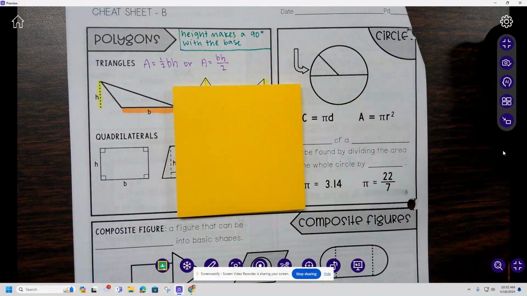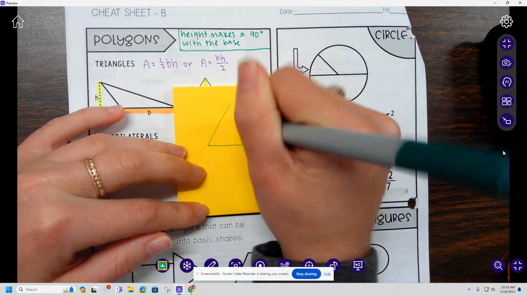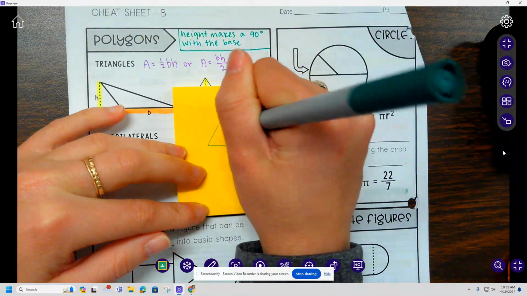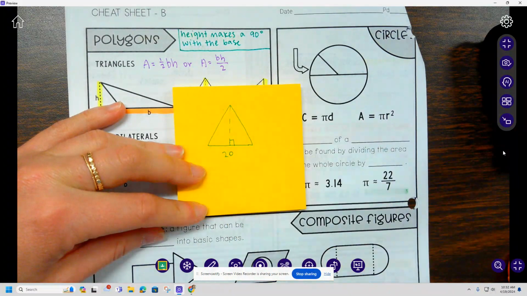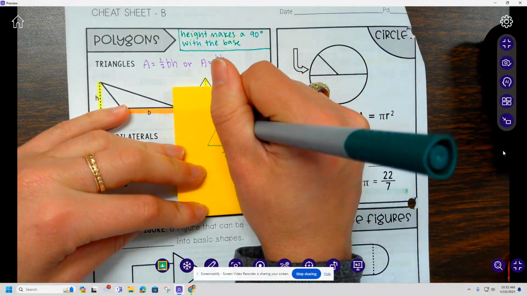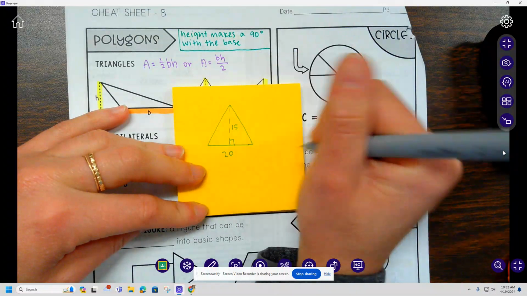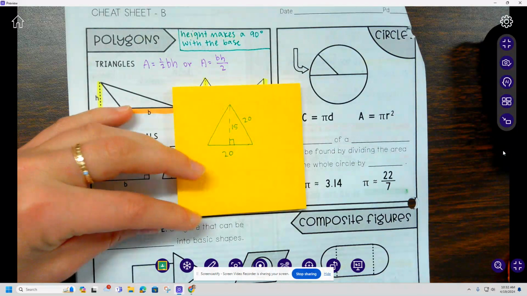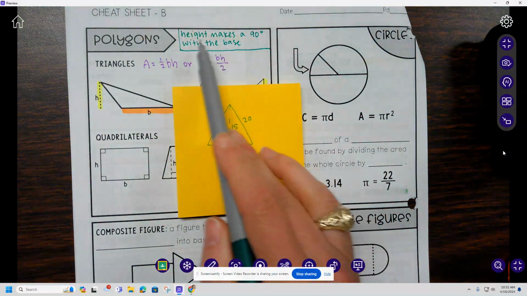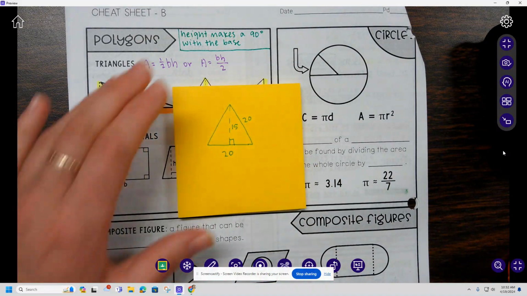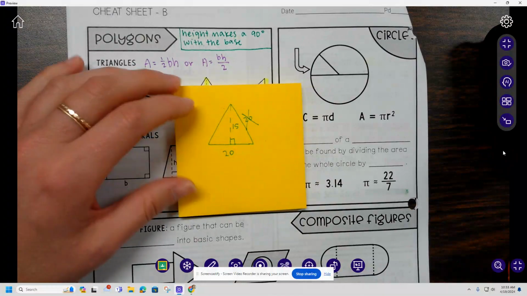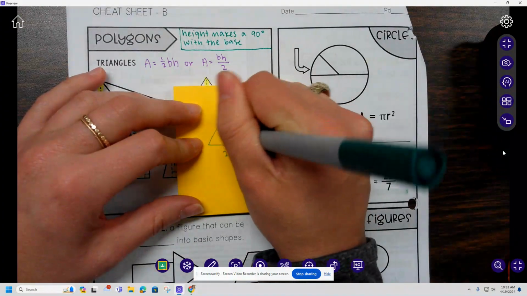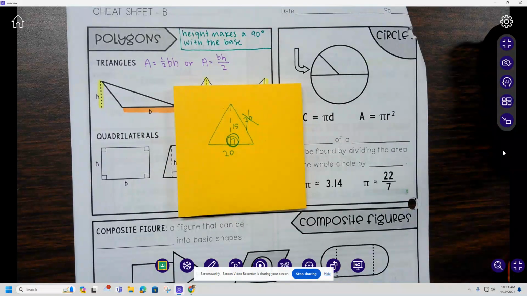So, for example, they might give you a triangle that looks like this, where the base is, let's say, 20. The dotted line is 15. And this slant line, let's say, is 20 as well. Well, if you know that the height makes a 90-degree angle with the base, then you will know that this 20 is extra information. So it's really important that you know that the height makes a 90-degree angle with the base. And the way that you can tell if something is 90 degrees is they put that little square. Okay, so that's what you need to be looking out for.